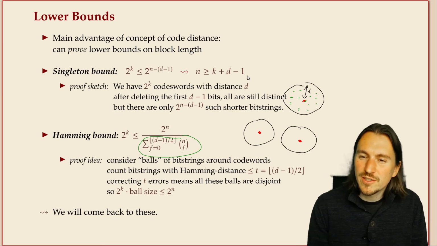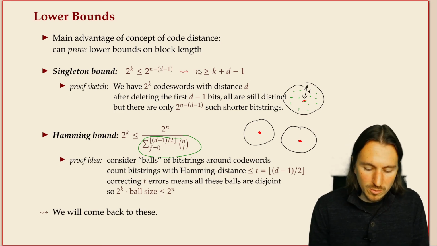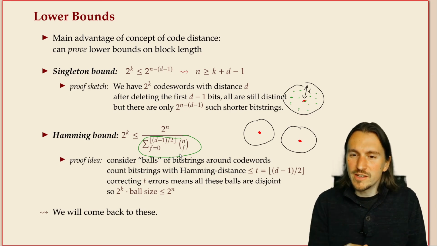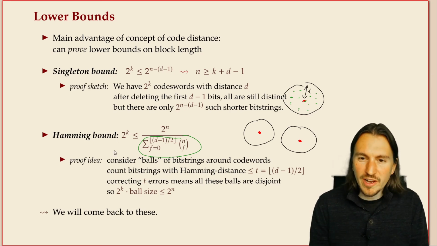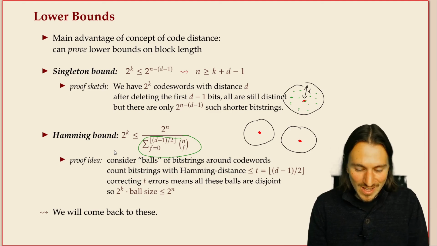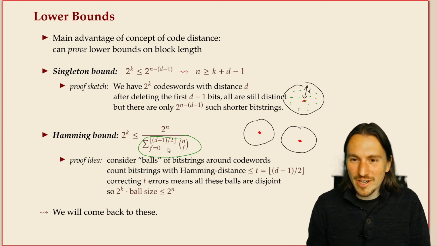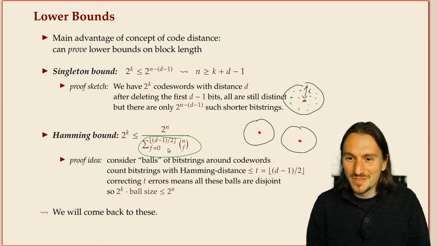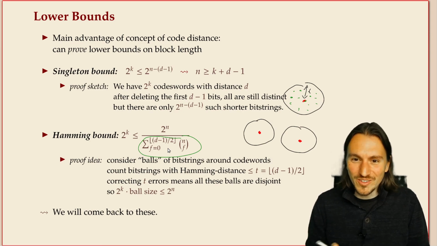This one gives you a nice expression. Your code has to be at least that long. This one only tells you if you insert n, k, and d, and this bound is violated, good luck finding such a code. It doesn't exist. If you insert your n, k, and d and it comes out true, it says this might be possible. It doesn't guarantee that it is. It's only a lower bound.